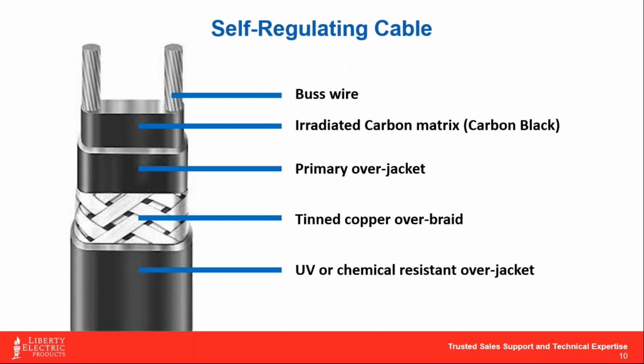And then you've got a primary over jacket, a tin copper over braid for protection and grounding purposes. When you twist up this tin copper over braid, you go to terminate it. That actually becomes your ground braid. And then, of course, your outer jacket is going to be, in the case of an industrial application, much more like a chemical resistant Teflon jacketing for corrosion resistance.